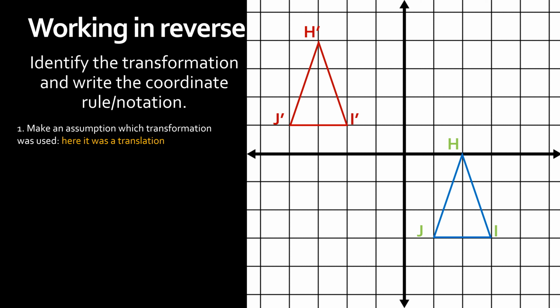And here the orientation is exactly the same for both of these figures. And the order of the letters is also consistent. So I have H, I, J, H prime, I prime, J prime. So I'm just going to assume it was a translation.